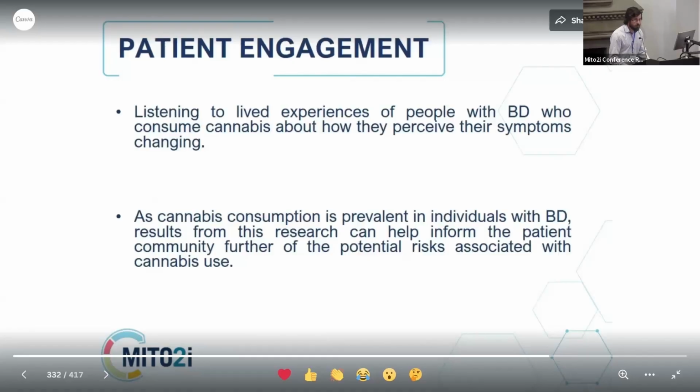And so throughout this process, I have been listening to the lived experiences of people with bipolar disorder who consume cannabis about how they perceive their symptoms changing. I think it's very important to note that we should not promote cannabis use in bipolar disorder as it can evidently be detrimental. However, there are quite high rates of cannabis use disorder in bipolar disorder, and I think it is important to listen to these individuals about why they decide to consume cannabis and how they feel that their symptoms are changing. And furthermore, depending on the findings of the study, we hope to be able to give back to the community and advise them on why cannabis use may be detrimental.